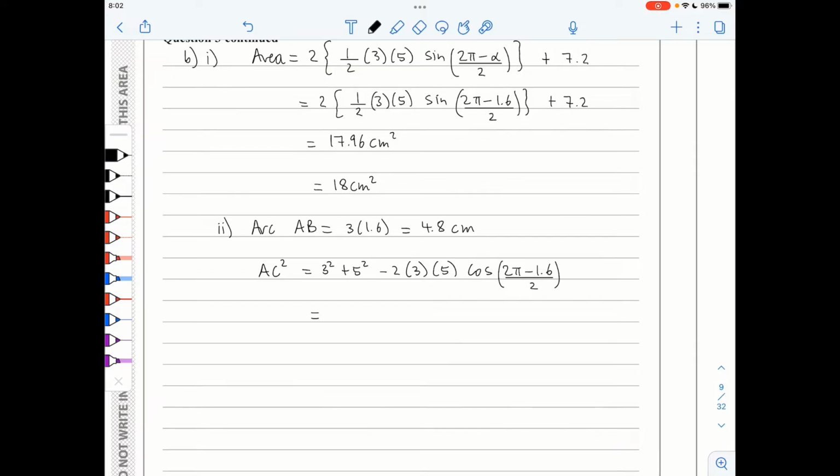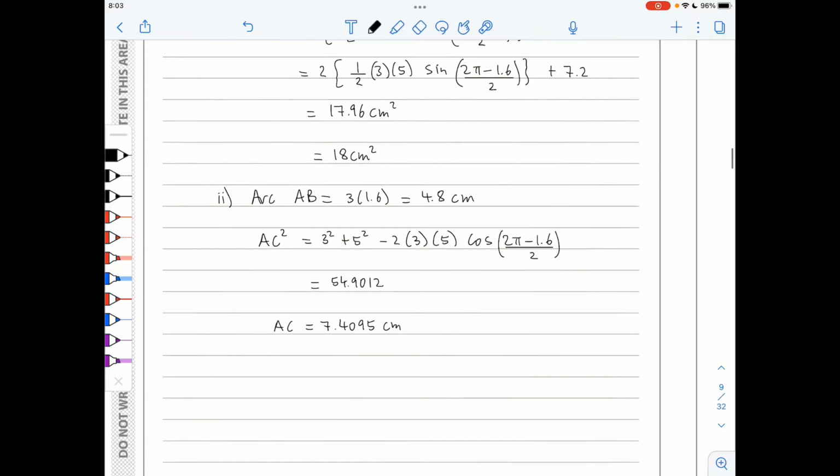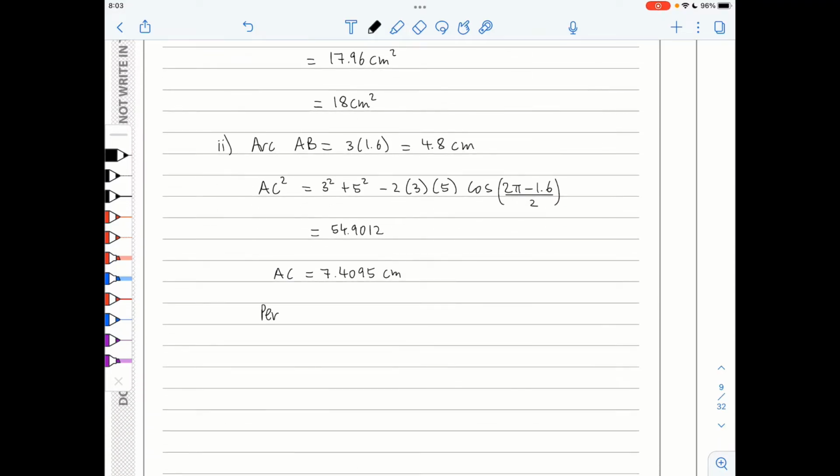Plugging this on the calculator gives me 54.9012, and therefore if I take the square root of this, it's going to be 7.4095 centimeters. Notice that I'm maintaining intermediate answers to a greater degree of accuracy than the final answer. The perimeter will simply be 2 times AC plus the length of the arc, which is 19.6 centimeters to 3 significant figures.